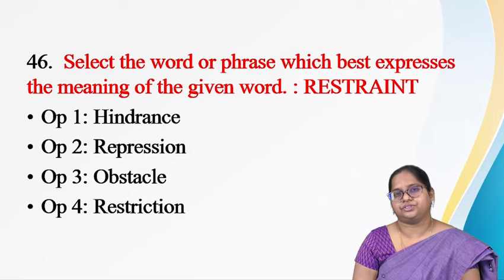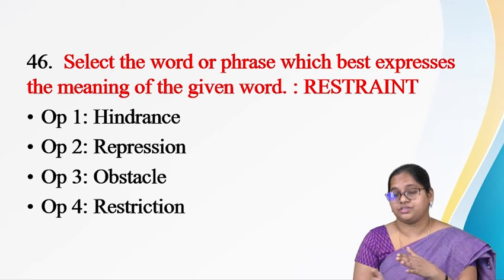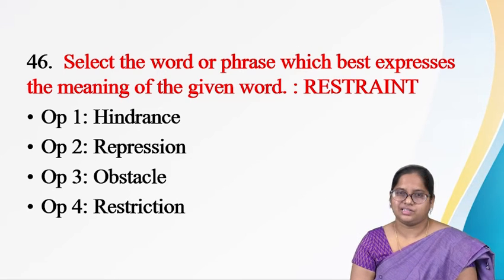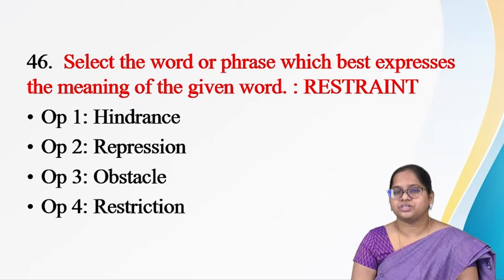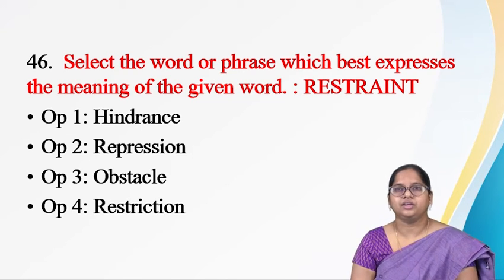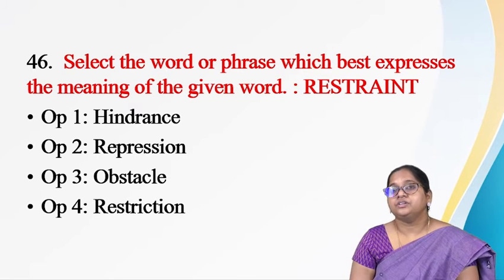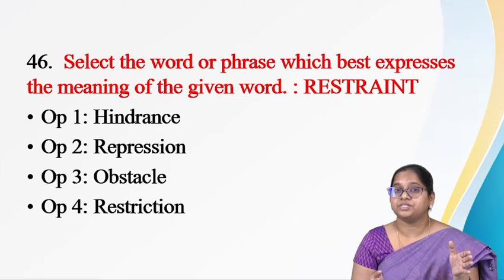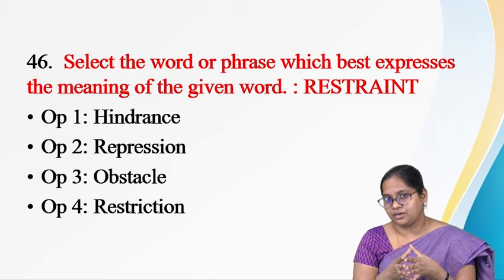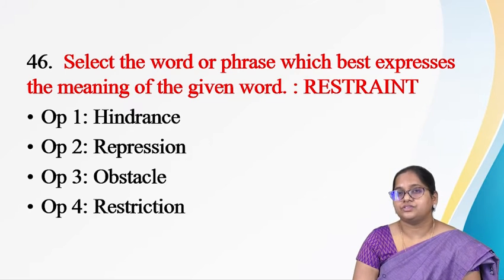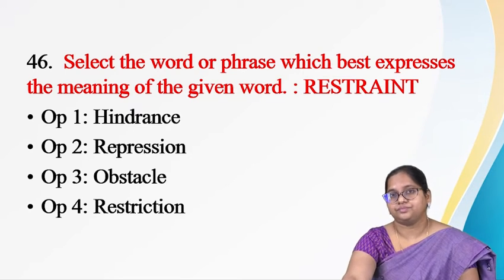Option 2, repression. We say repressed, suppressed. That is related to it, but it is not completely restraining. Option 3, obstacle. It is similar to a hindrance, a stumbling block, but maybe it may cause some problem, but it is not completely restrained. Option 4, restriction. Yes, it is restricted, not permitted, not permissible, completely held up there. So restraint and constraint mean the same. Restriction is the right answer.